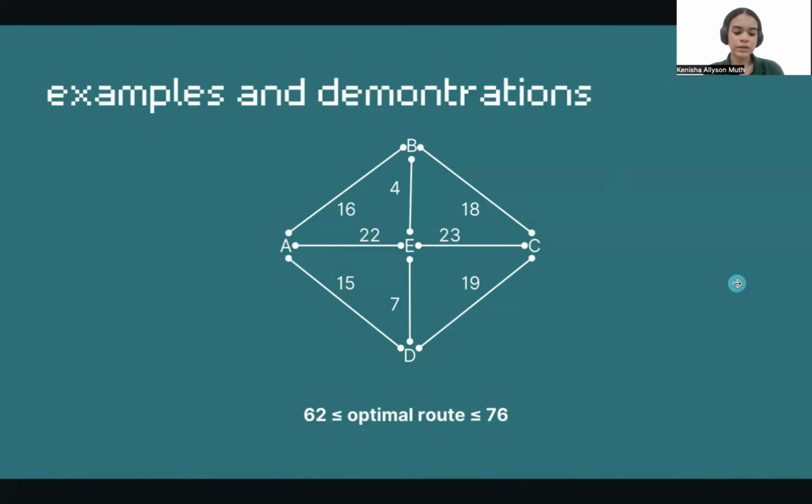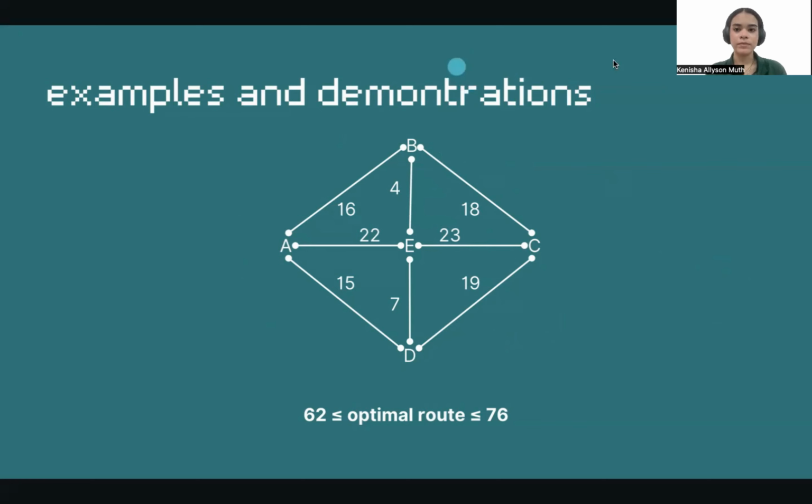So in conclusion, while the traveling salesman problem is very complex and we were only able to solve a very simple example, heuristic methods provide practical solutions. And next, we will be tackling our last topic, which is the Chinese postman problem.